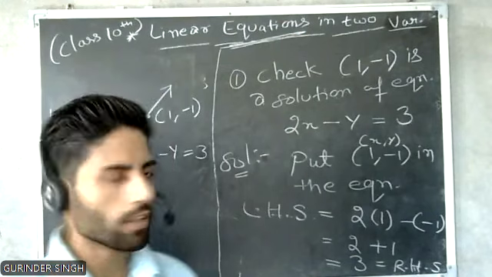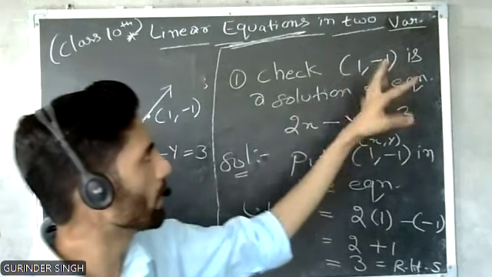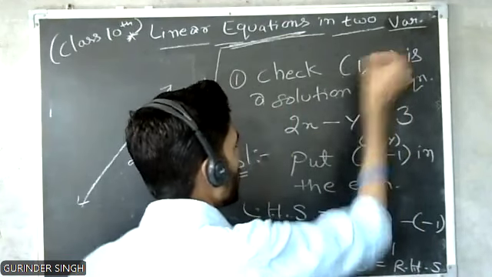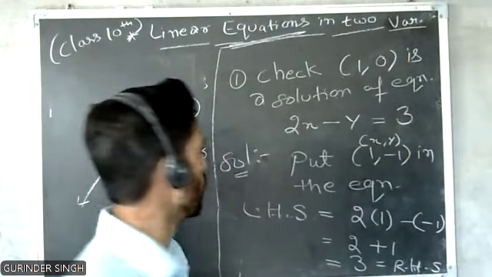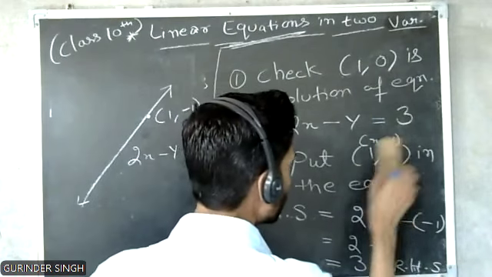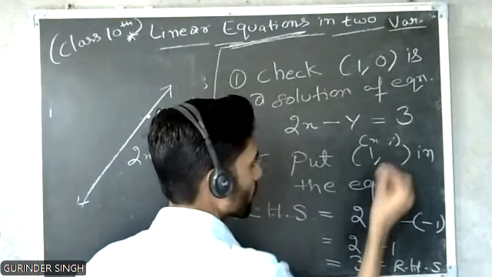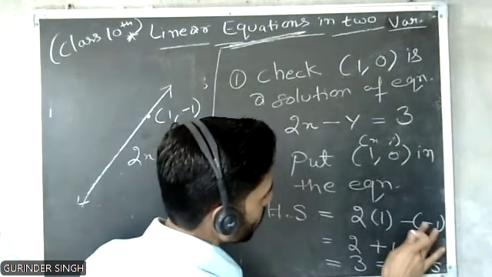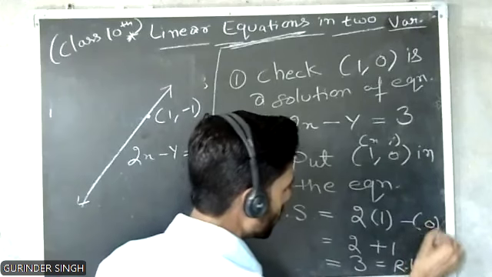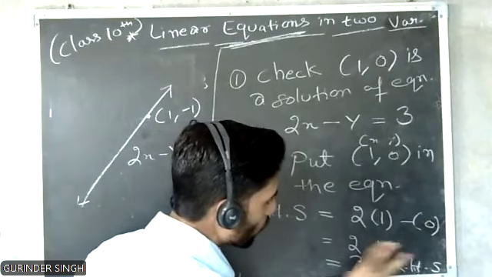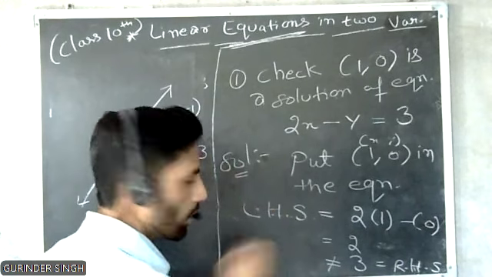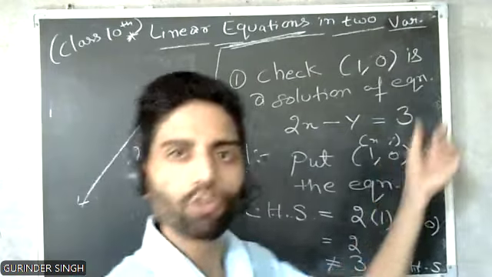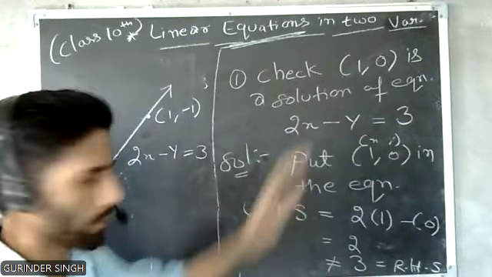If, for example, I change this value, like 1 comma 0, right? If I told you that it's 1 comma 0, and now I'm putting 1 comma 0 here, so what will it be? 2 into 1, and it will be minus 0, right? It will be 2, and 2 is not equal to 3, right? So left hand side is not equal to right hand side. Hence, 1 comma 0 is not a solution of this equation.